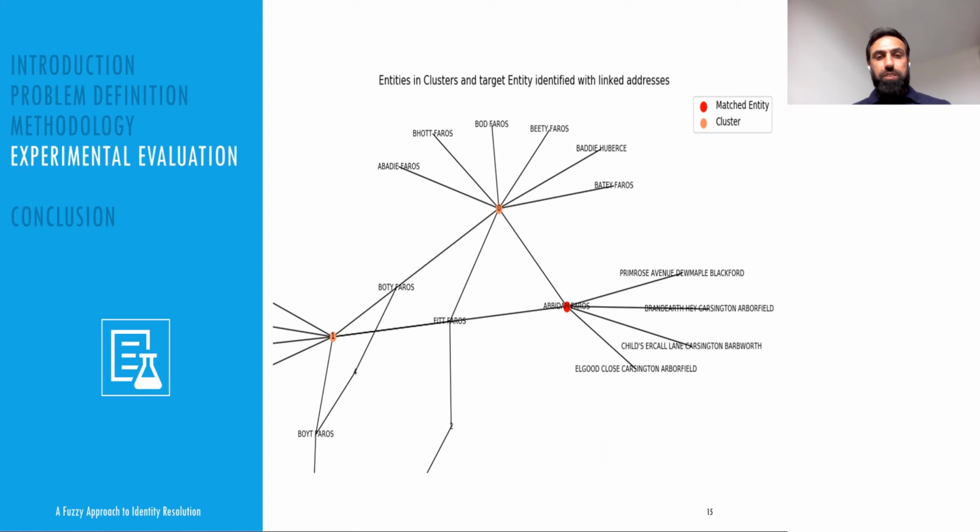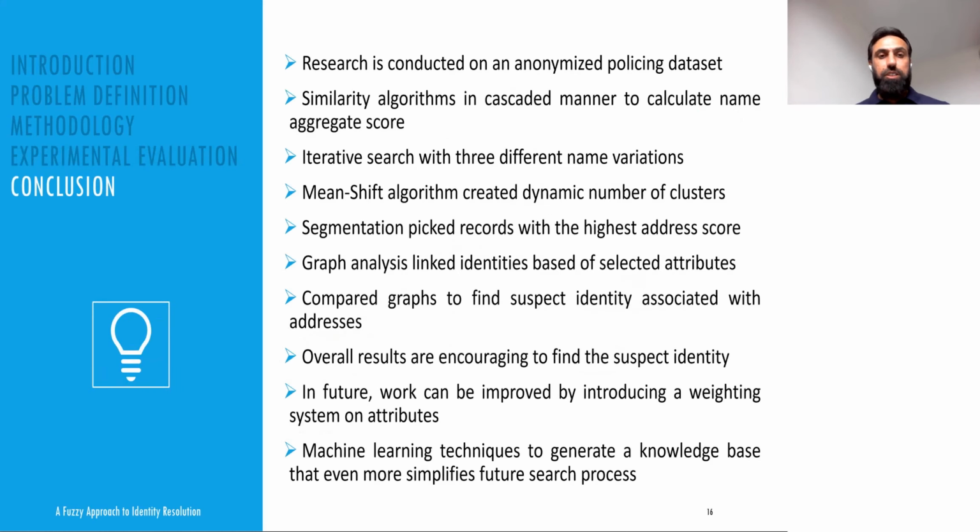So by looking at the results, it is evident that this approach is quite handy for law enforcement agencies to identify the suspect identity and match it with a real identity easily with the minimal information available. It doesn't mean that it has to have quite a lot of information, but it can speed up the investigation process.